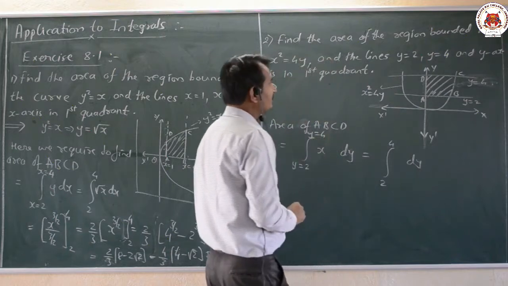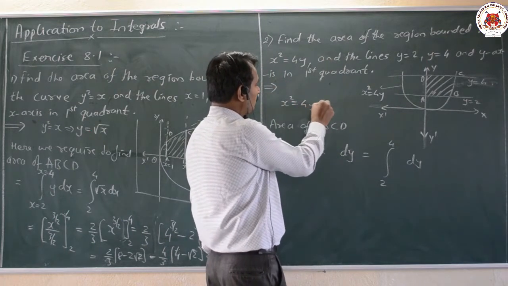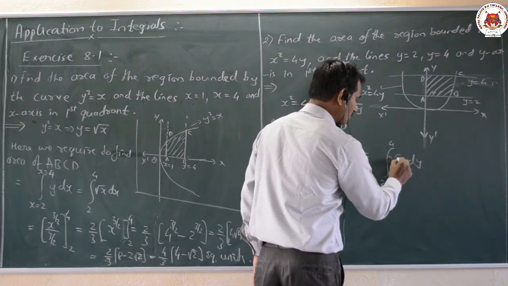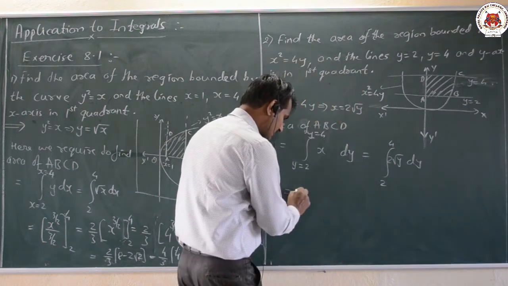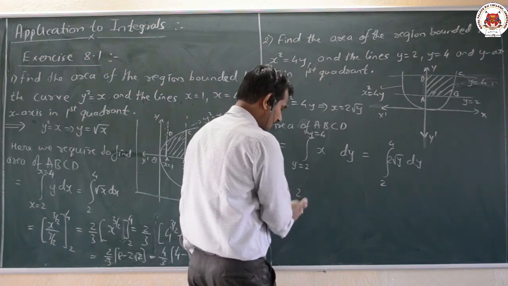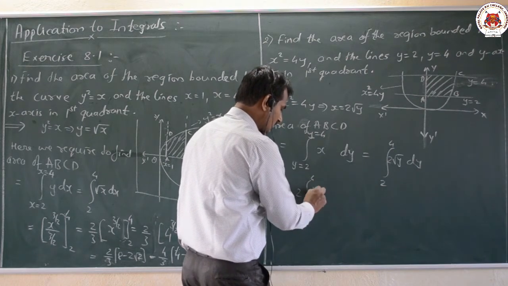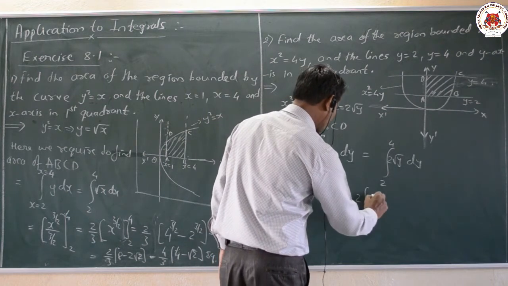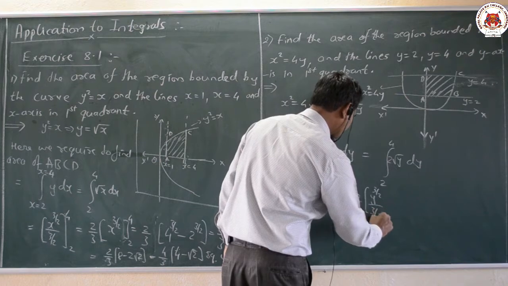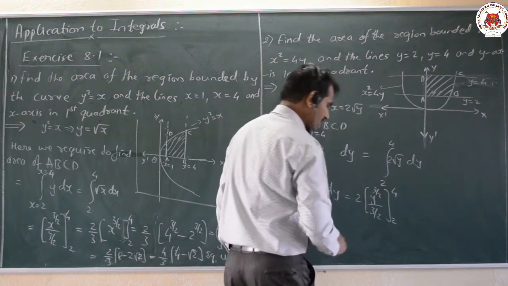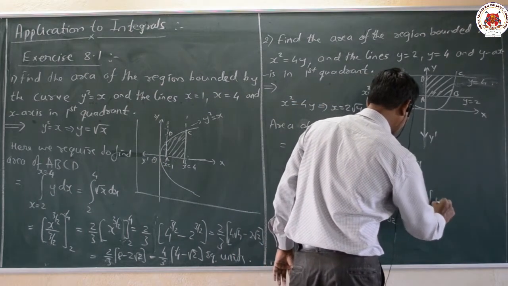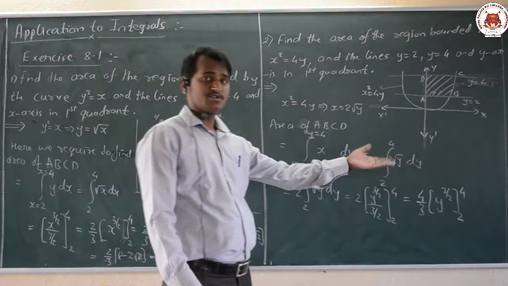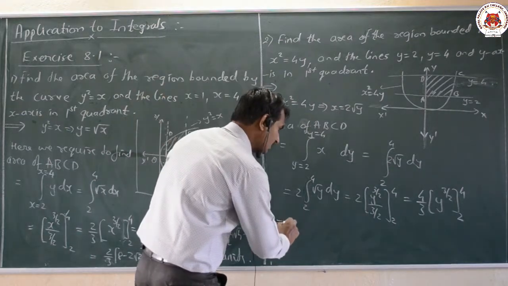Now what is the value for x? X square equal to 4y, that implies x equal to 2 root y. That means I can write 2 root y into dy. It is very simple now, 2 into root y, that is nothing but the integral of root y from 2 to 4 dy. Now we can integrate it with respect to y, that is 2 into y to the power of 3 by 2 divided by 3 by 2 between the limits 2 to 4. That is nothing but 4 by 3 y to the power of 3 by 2 between the limits 2 to 4. Now you can substitute the upper limit minus the lower limit.